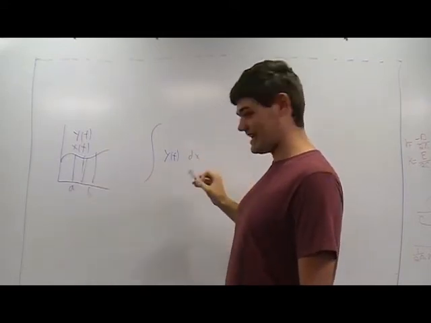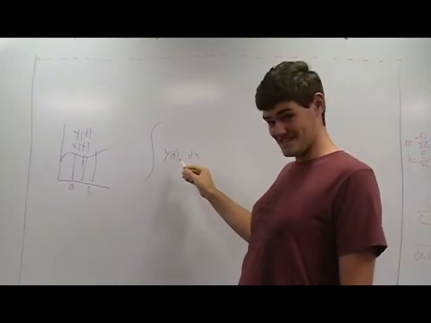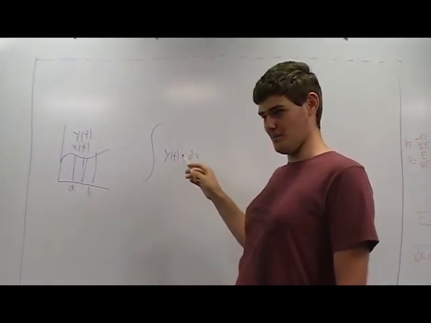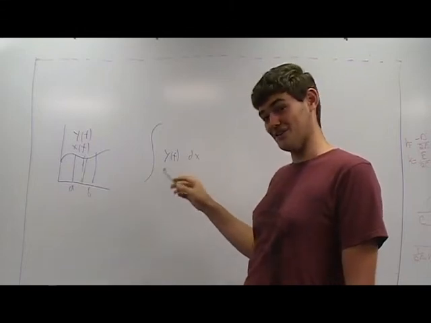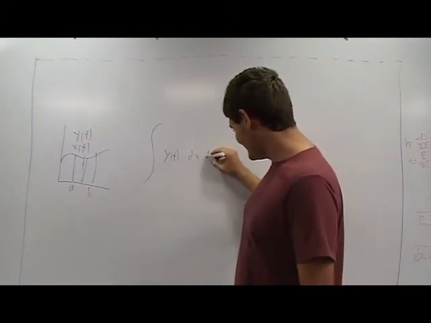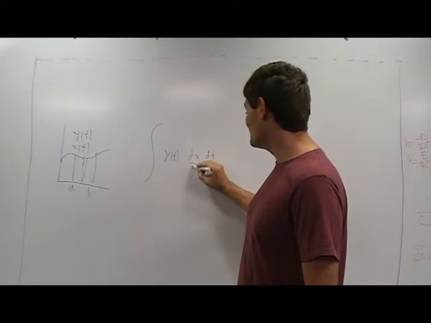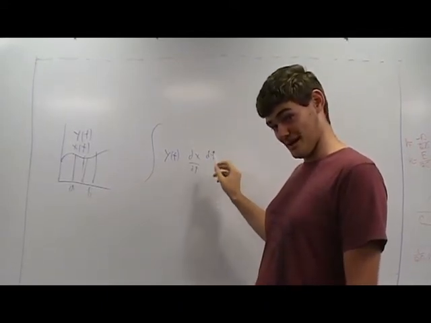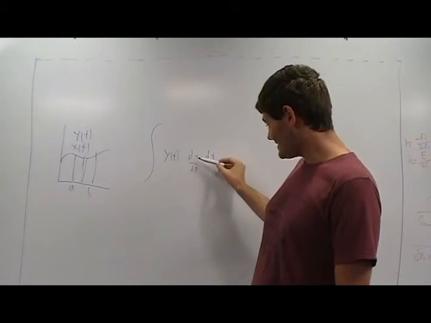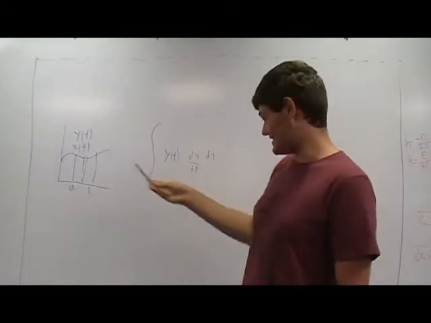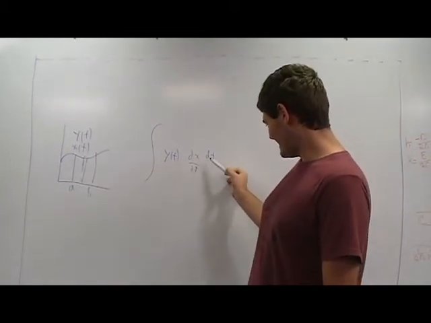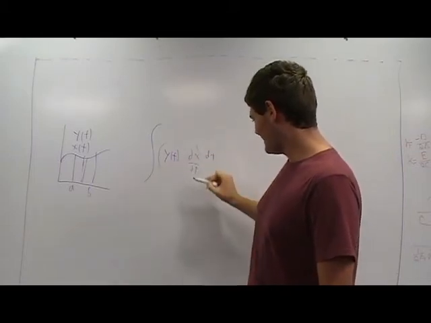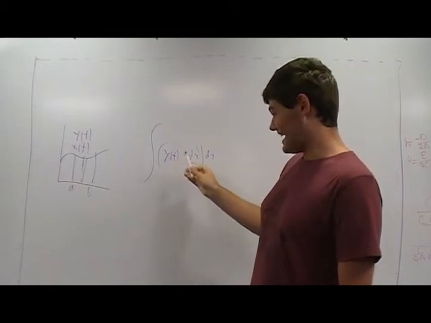But we can't just integrate this y of t with respect to x. So what we're going to do is multiply by 1 in a very clever way, dt over dt. See, all we've done is multiply by 1, but now this is the derivative of x of t with respect to t, and now this dt is what we're going to be integrating this whole thing with respect to. So this is the area under a parametric curve.